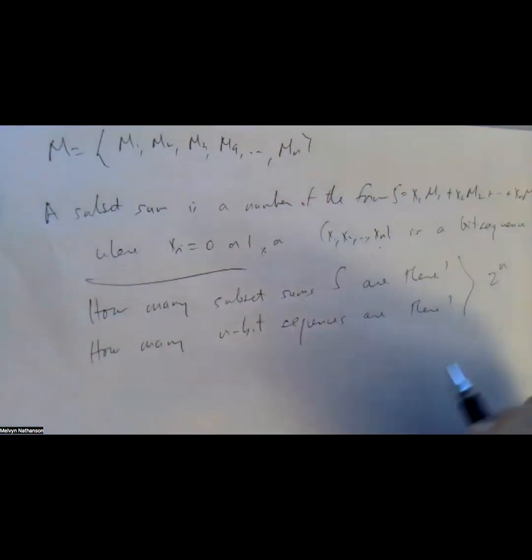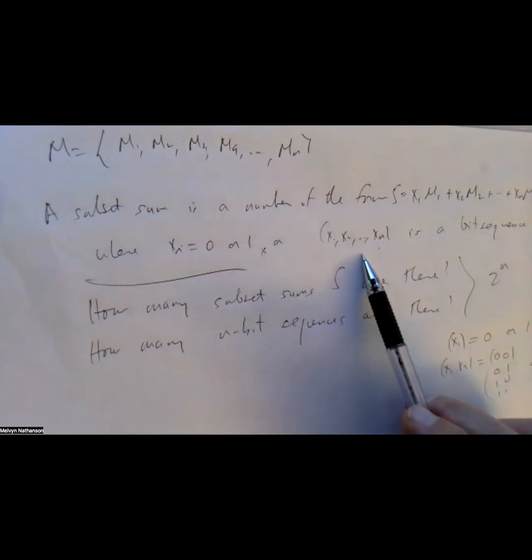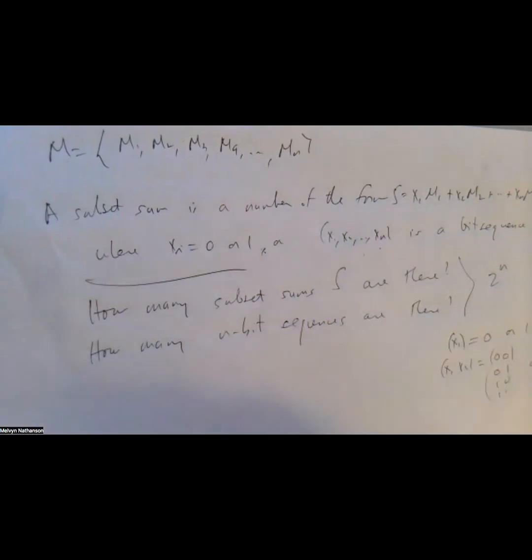Usually subsets are 2 to the power n. Exactly, correct. 2 to the n, right? Because if you had just a one-term bit sequence, x1, there are only two possibilities, 0 or 1. So that's 2 to the first power. If you have x1, x2, what are the possibilities? 0, 0, 0, 1, 1, 0, 1, 1. There are 4 possibilities, or 2 squared. And in general, the number of n-term bit sequences is 2 to the power n.